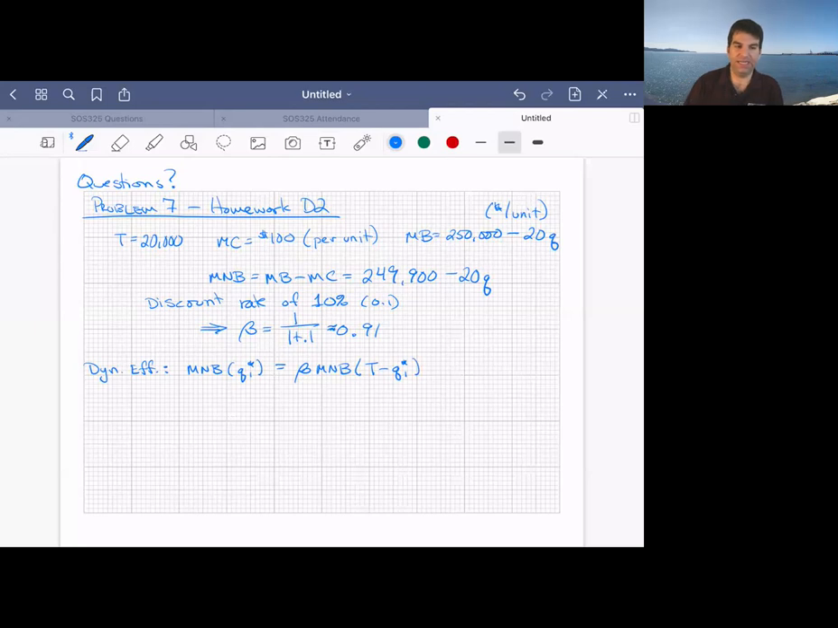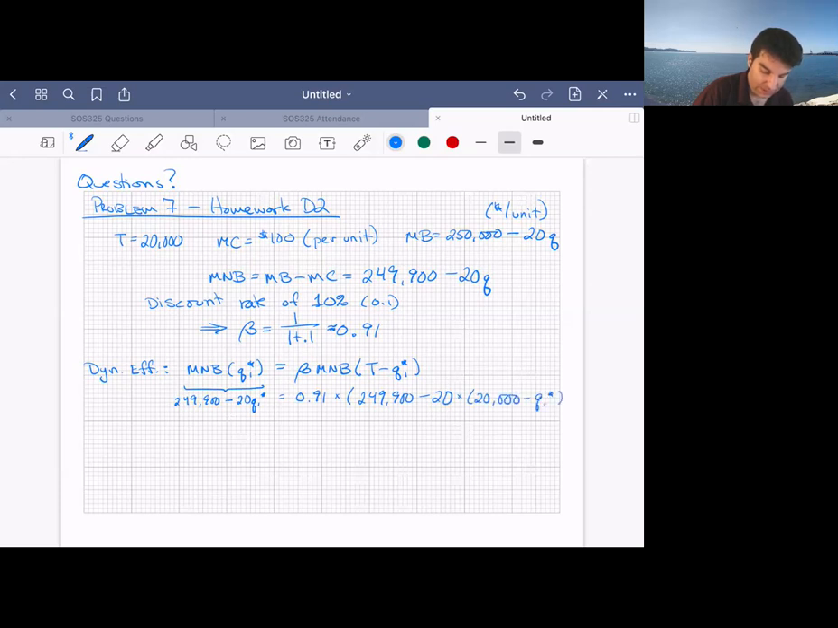And so we plugged in, and I'm not going to go through all the math, but just as a reminder, on the left-hand side we'll have 249,900 minus 20 Q1 star. And on the right-hand side, we'll have that beta 0.91 times this quantity, which is going to be the 249,900 minus 20 times 20,000 minus Q1 star. So you have to distribute everything through and solve for Q1 star. And what you'll end up finding is that Q1 star is equal to 10,118.34.